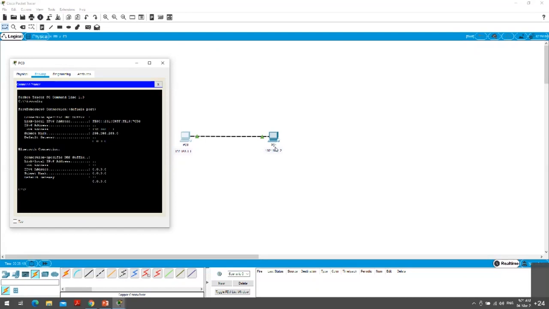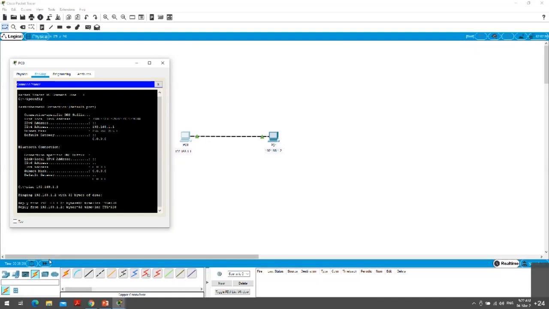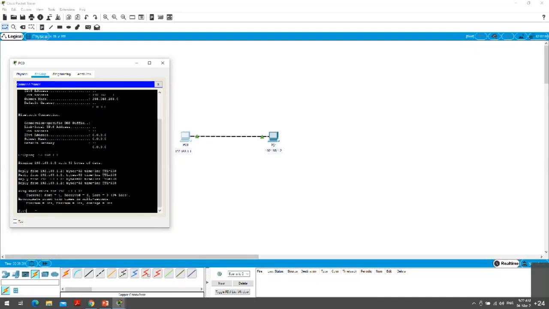So I'm going to ping to 192.168.1.2. What I do is I type ping 192.168.1.2. You can see you get 4 replies. That means the connection is good. You just managed to ping from your PC0 to PC1. What about the other way?